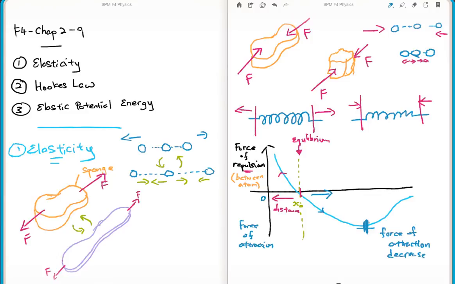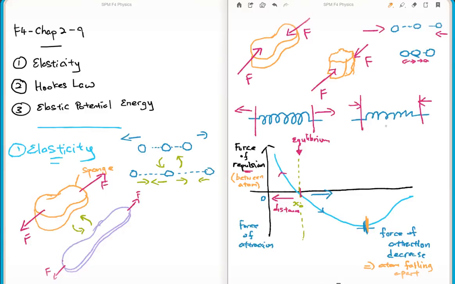Going down is increase. Going up will be decrease. Why is it decreasing? You may ask. It decreases because the atoms start falling apart. The atoms are falling apart. This is a maximum, a breaking point.